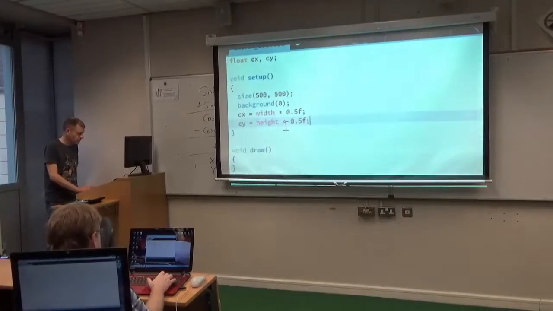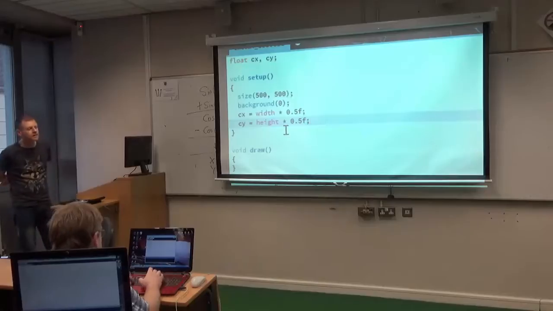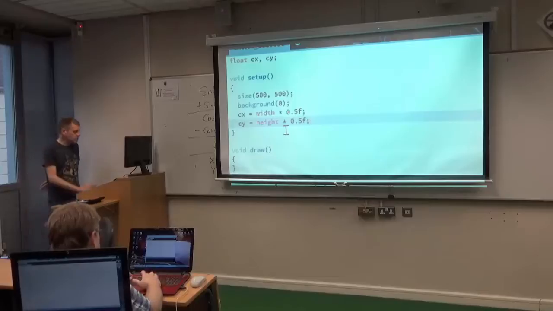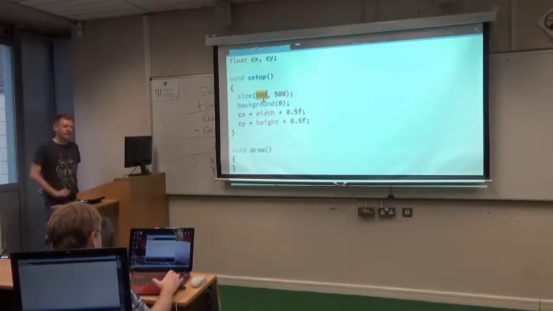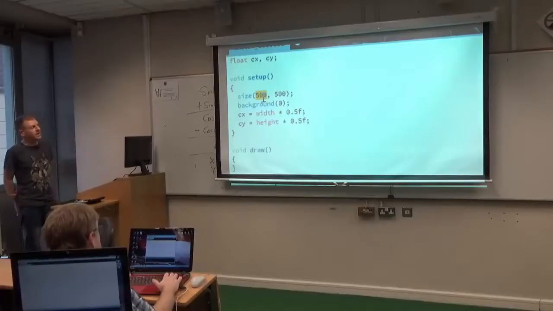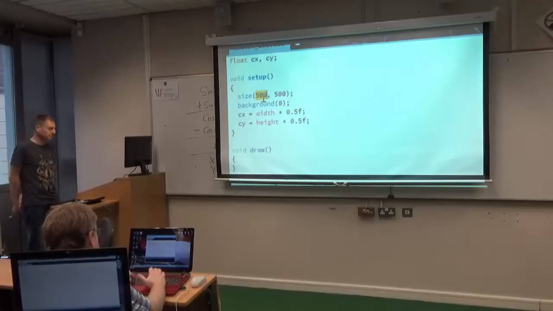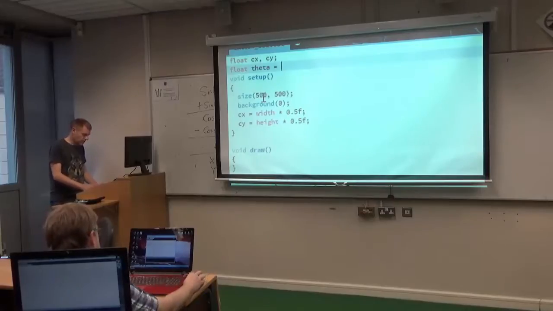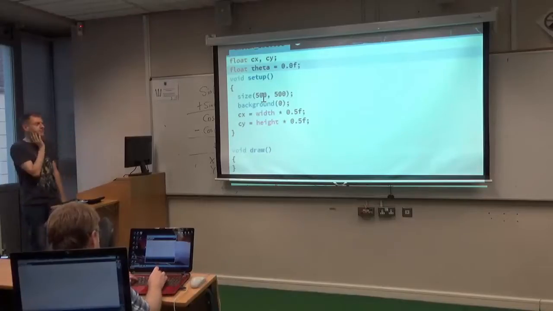Why does assigning the variable go in setup and declaring it goes outside? Yeah, we could do it up here. The problem with doing it up here is the values for the width and the height variables don't actually get set by Processing until this method size gets executed. So if you put it outside, then width and height will have the values of 0. Let's make one other variable here called theta. It doesn't matter because I'm just going to assign the value 0 to theta. So you can just go theta equals 0.0f. You can do the declaration and the assignment in the one line.